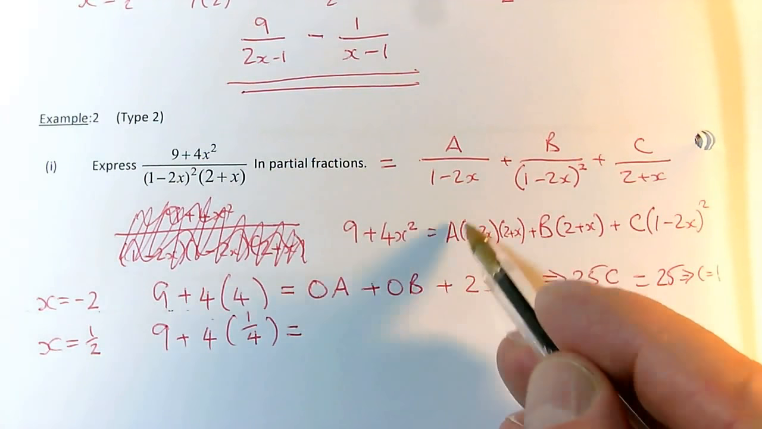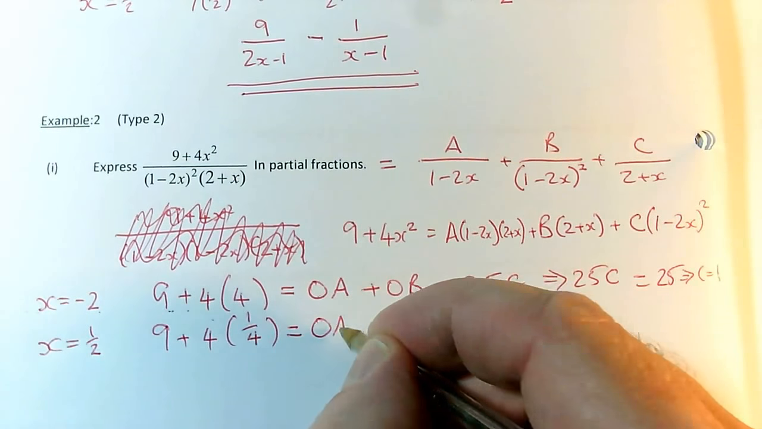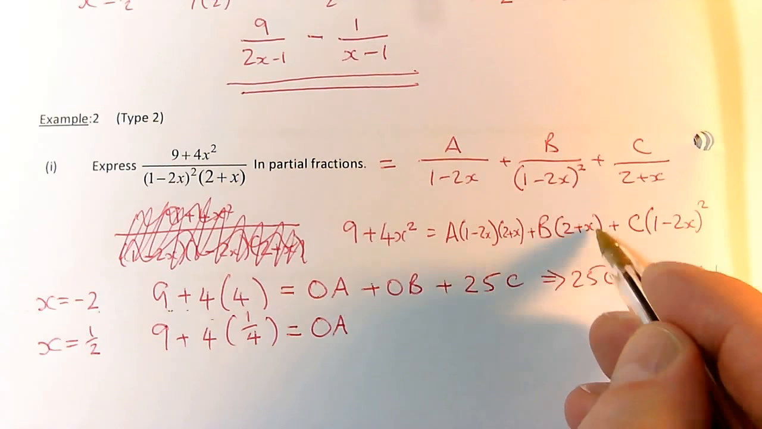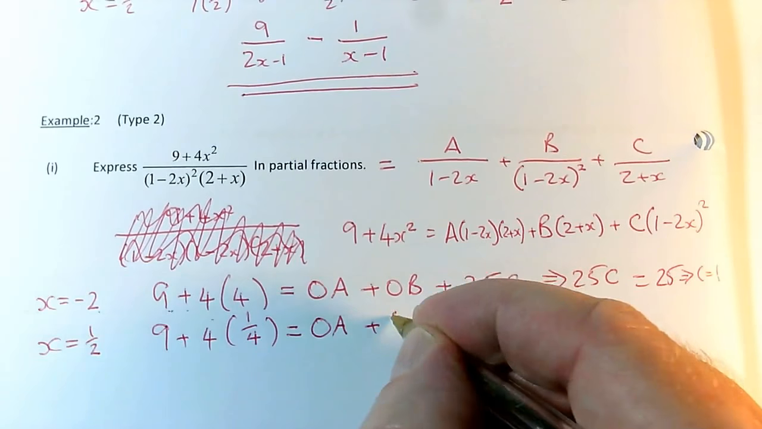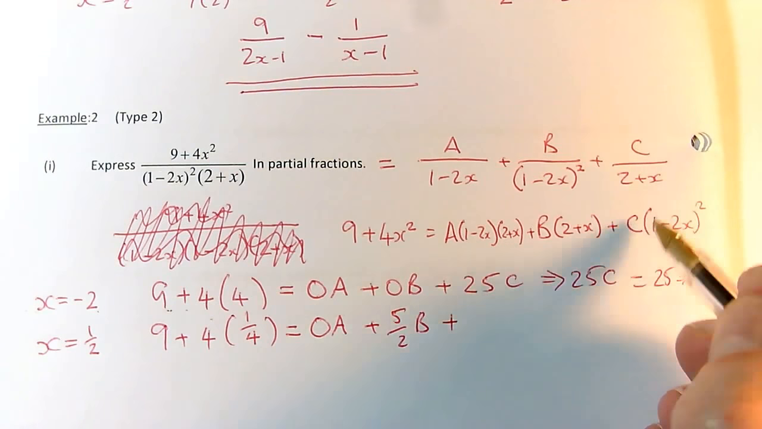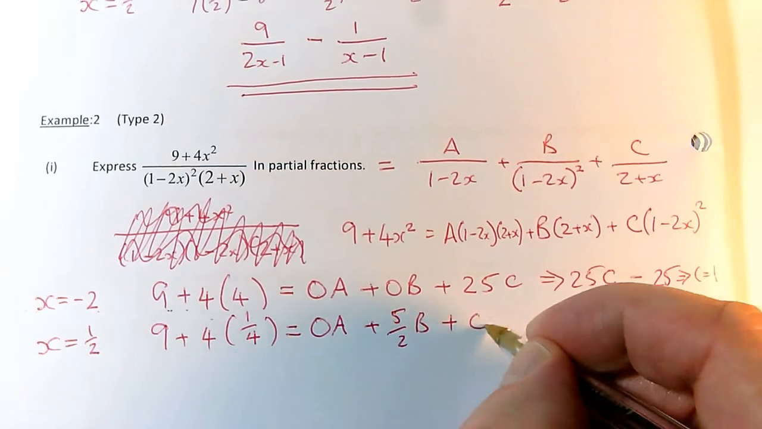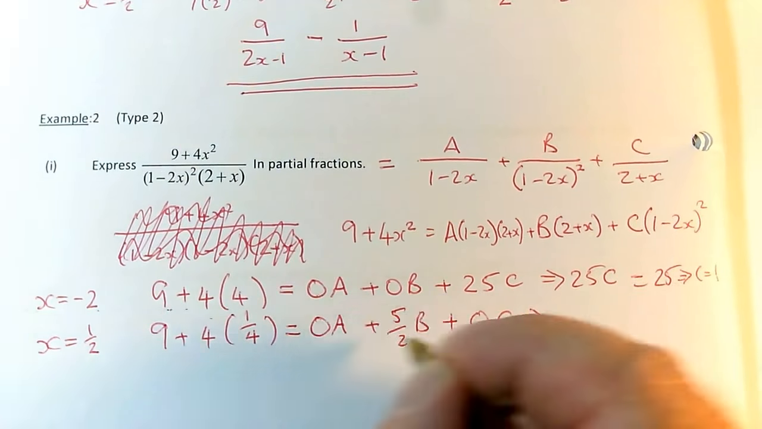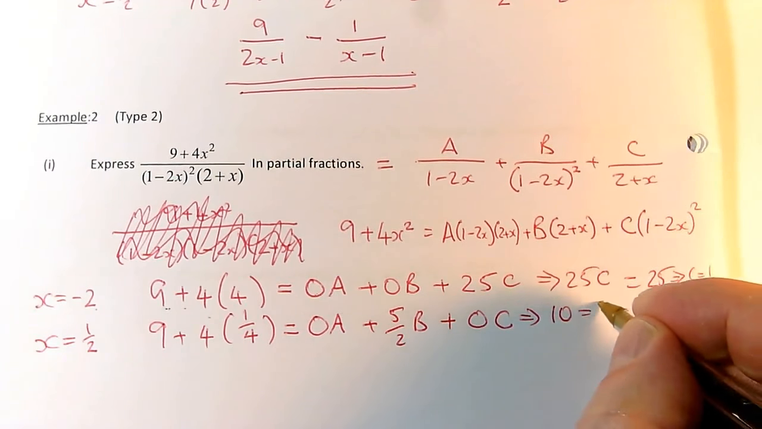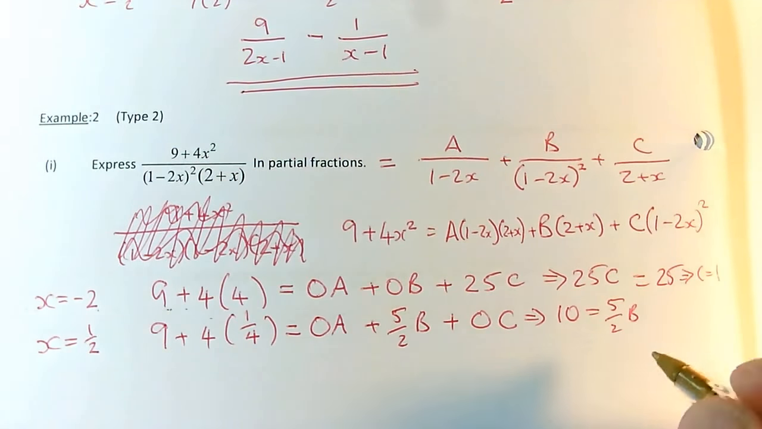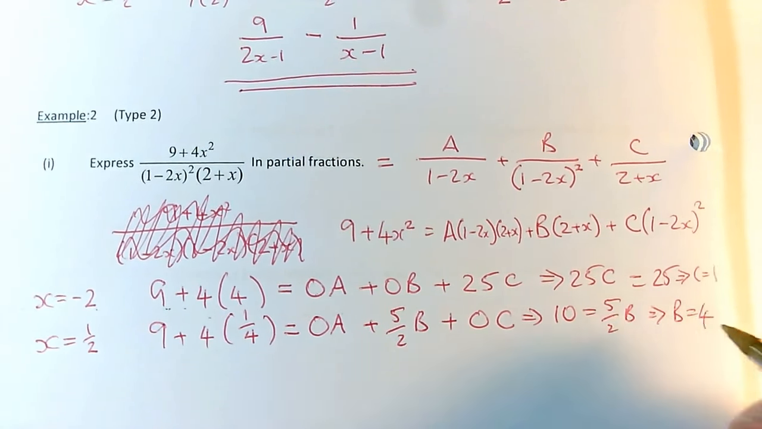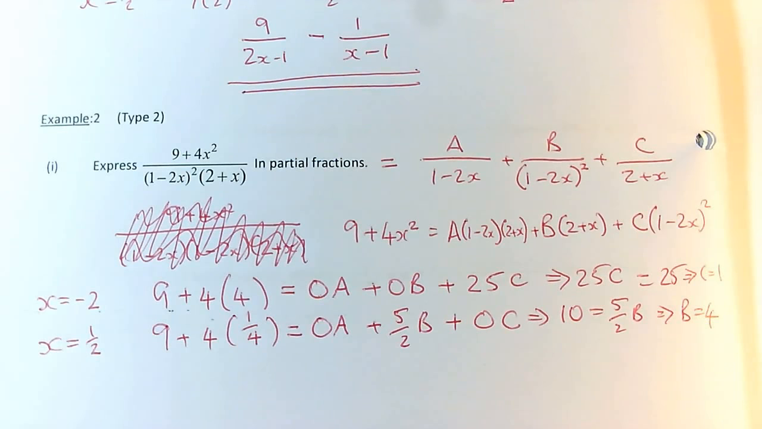Once again, I've got a factor of 0 here times the a, so I'm going to get 0a again. This time b is going to be multiplied by something that's not 0. 2 plus a half is 5 over 2, so plus 5 over 2 b, plus, and c, well, this bracket is 0 again. 1 minus 2 times a half is 0, so I'm going to have plus 0c. So this is telling me that this is 4 times a quarter is 1, so this is 10. 9 plus 1 is 10, equals 5 over 2 b. So to find b, I double it and divide by 5, so b is going to be 4. And I know what b is. So now all I don't know is what a is.